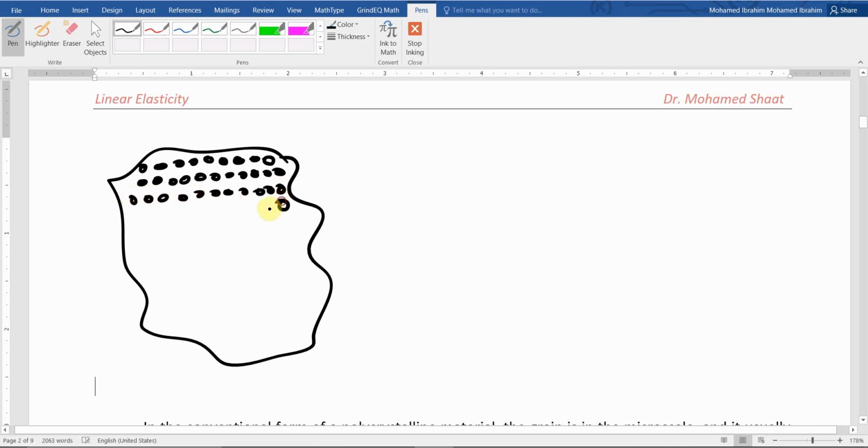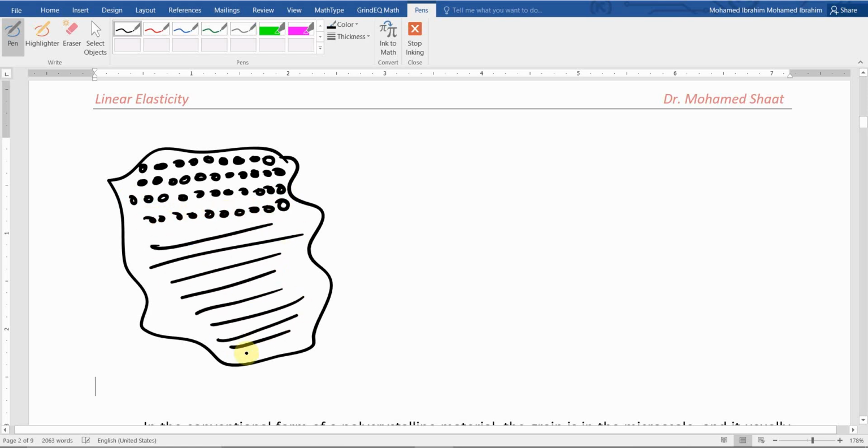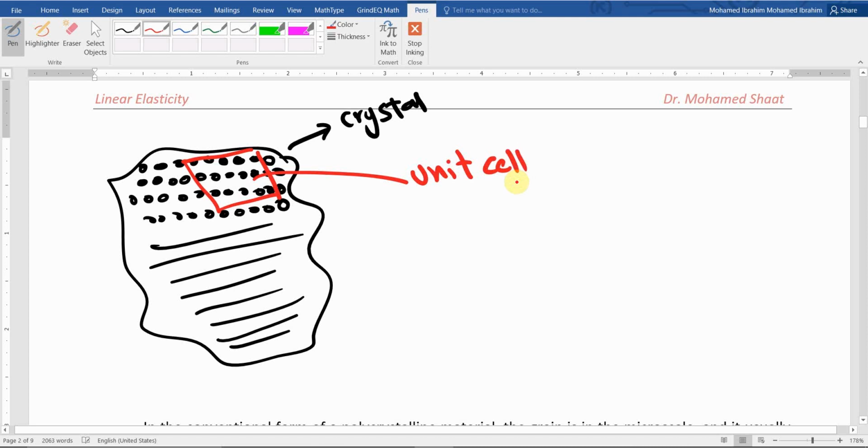So in general, we have so many atoms that are already arranged together. They already have a specific arrangement, crystallographic orientation. All of them define the arrangement of these atoms to form a crystal. And if you remember, in this crystal there is a unit cell. If you remember the definition of the unit cell from the material science class, we said that the unit cell is the representative unit of all the crystal.